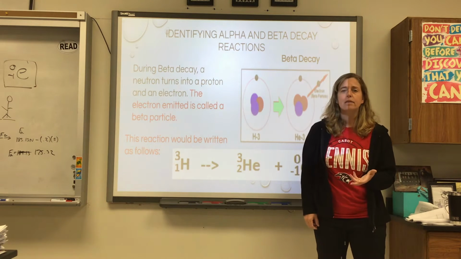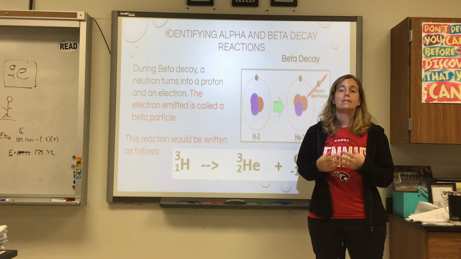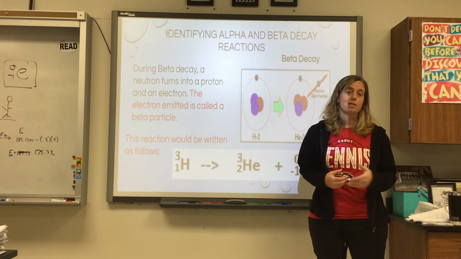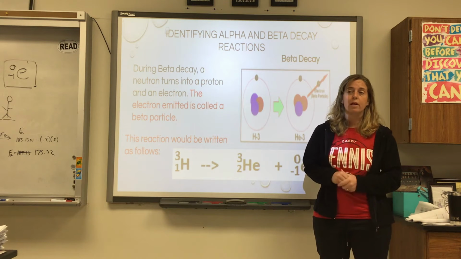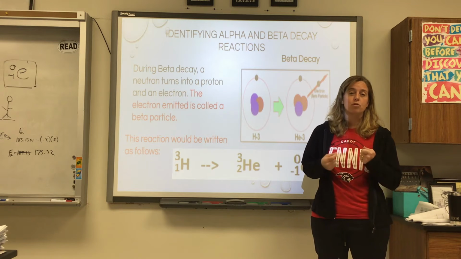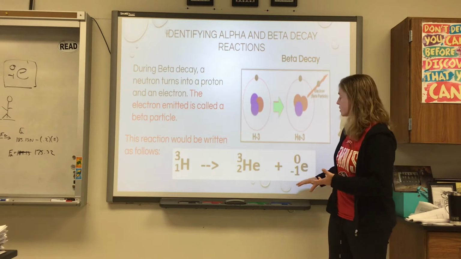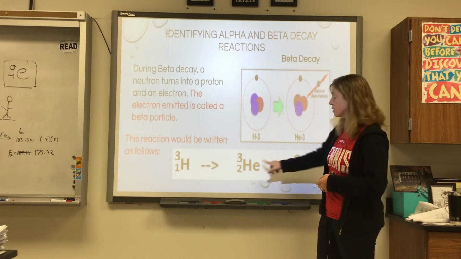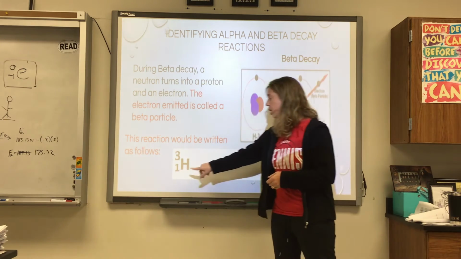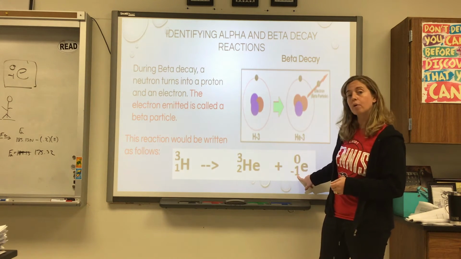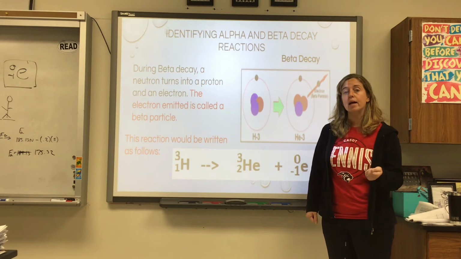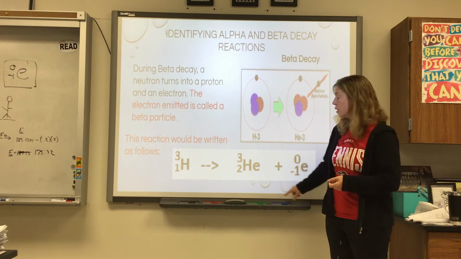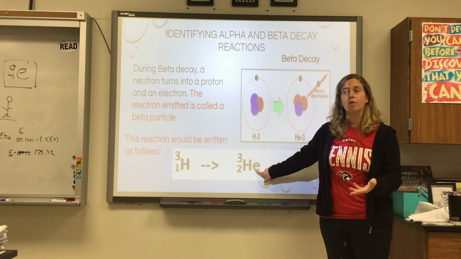Now, is that saying that the electron doesn't have mass? No. It's saying that the electron's mass is so small that it doesn't contribute to the overall mass of the atom. Okay, so make sure you understand that. So in this case, I'm going to say 3 minus 0 is 3, and then 1 minus -1. Anytime you're subtracting a negative, it makes it positive. So you're literally saying 1 plus 1 is 2. So now I have helium-3 as my leftover byproduct.